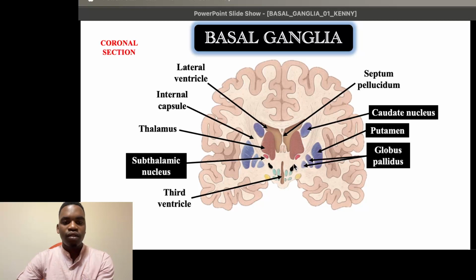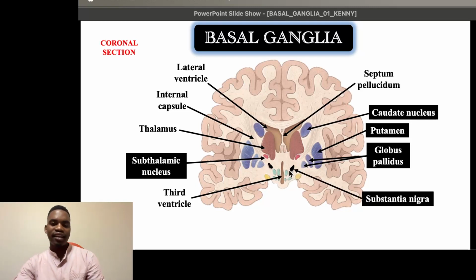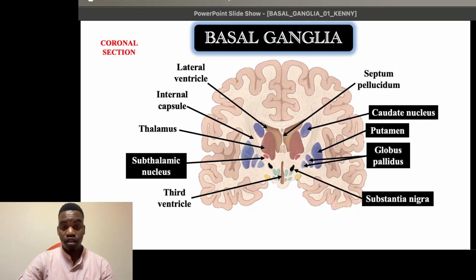We have another nucleus here, just below the thalamus. This is the thalamus, and this is below it, so it is known as the subthalamic nucleus because it is below the thalamus. And we have this black nucleus here. You can guess the name already: substantia nigra, which translates to the black substance.